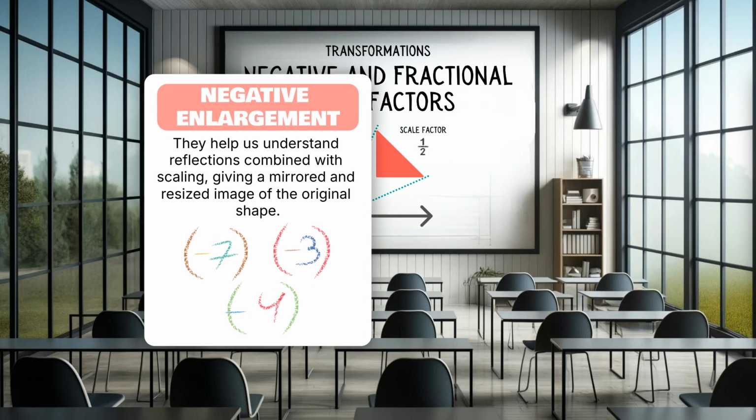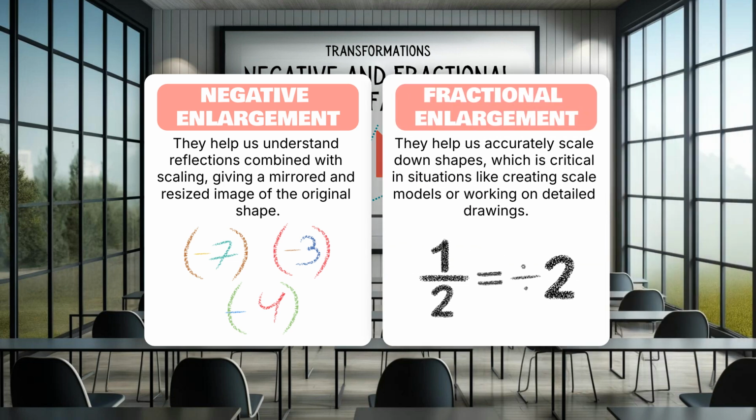Negative enlargements are particularly useful as they help us understand reflections combined with scaling, giving a mirrored and resized image of the original shape. Fractional enlargements, on the other hand, help us accurately scale down shapes, which is critical in situations like creating scale models or working on detailed drawings.